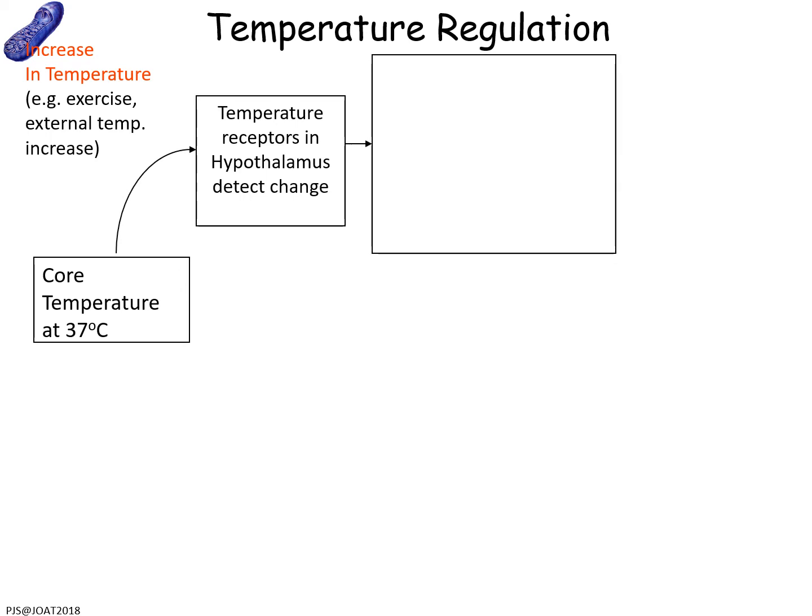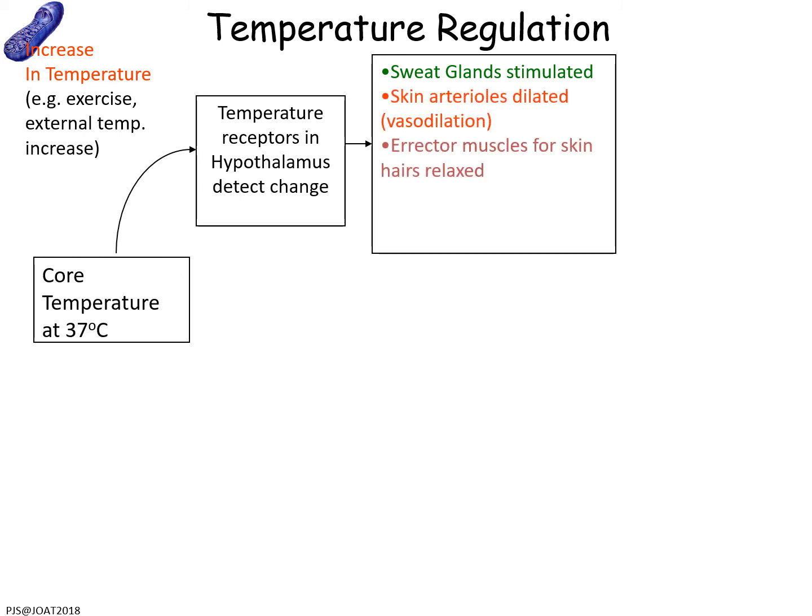But we have quite a long list of effectors. So sweat glands, skin arterioles, the erector muscles for skin hairs, metabolics. Now that's a general thing, saying that we actually can change our overall metabolic rate to try and cut down that increase in temperature. And also we have the option of conscious responses. Okay, so all of these effectors then produce a corrective mechanism each.